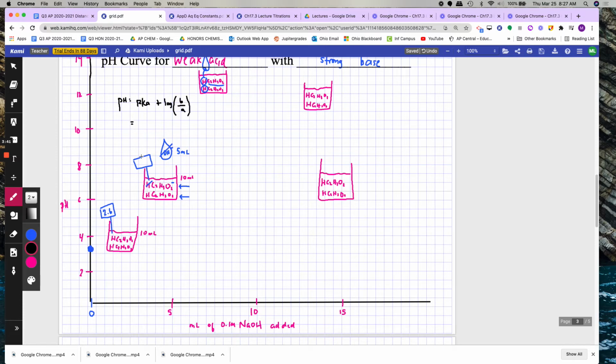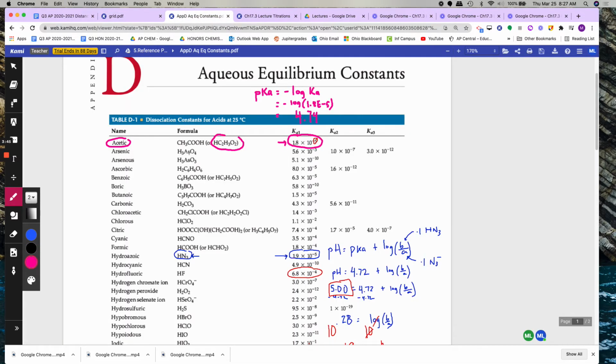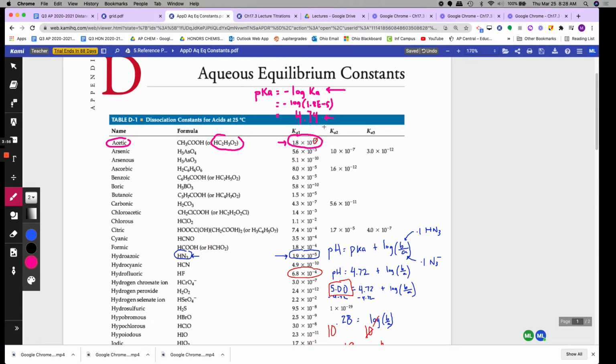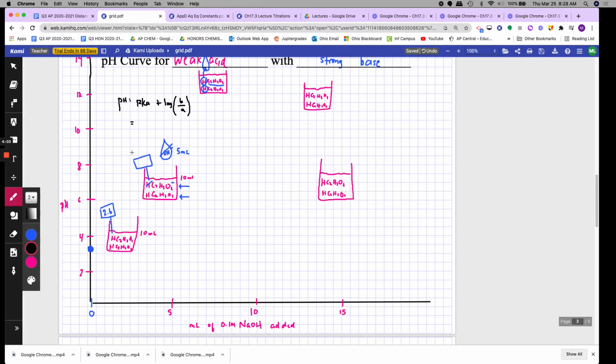So for acetic acid, let's look at Appendix D. It is 1.8 E negative 5. Here I found the Ka. pKa equals negative log Ka. Negative log of 1.8 E negative 5 is 4.74. Please pause the video and verify that. So the pKa is 4.74. 4.74 plus log of the base and the acid.